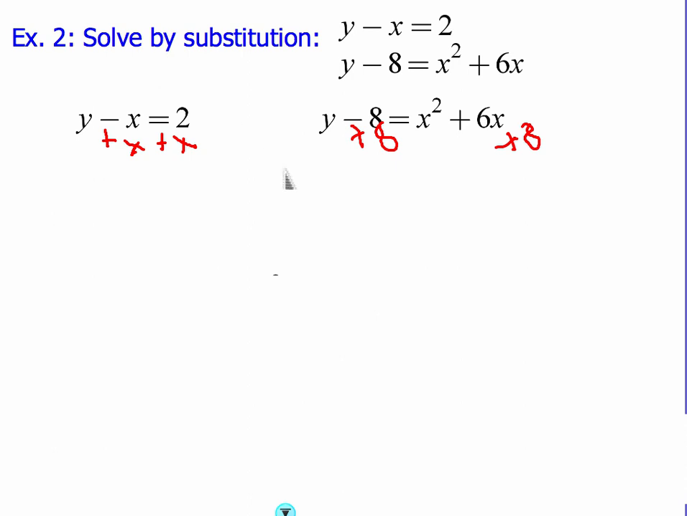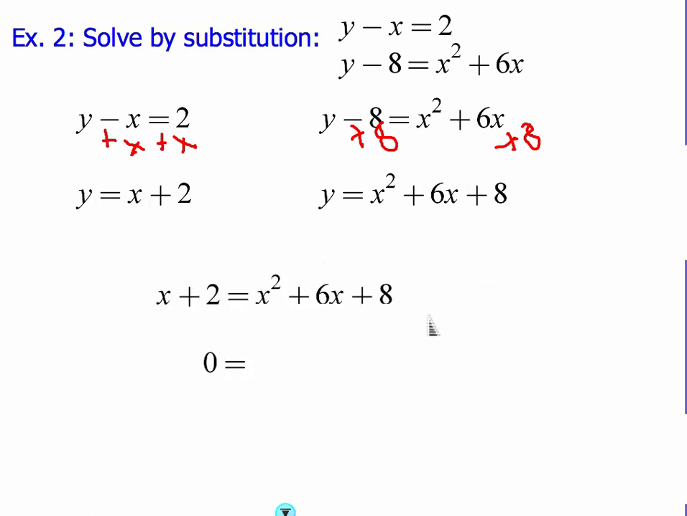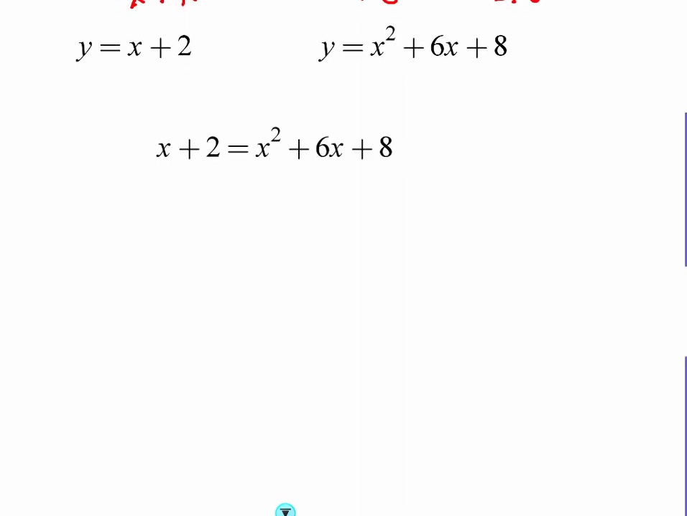So I end up with the equations y equals x plus 2 and y equals x squared plus 6x plus 8. Once I've got my equations both equal to y, since this one's equal to y and this one's equal to y, I can now set them equal to each other. And once they're equal to each other, then I can solve my equation.